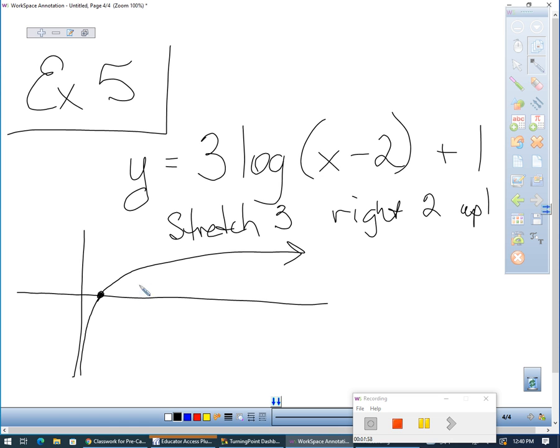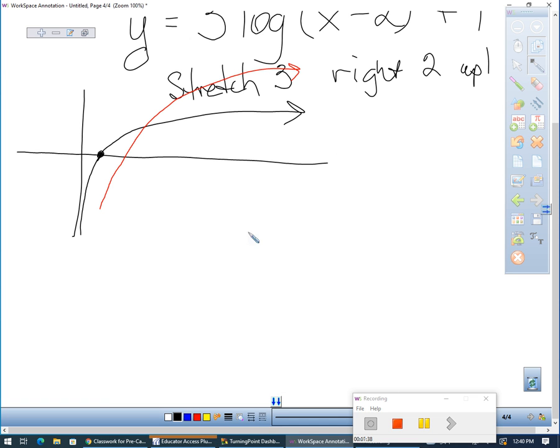Okay, so if I were to take this, I'm going to stretch it, which means this is going to go up higher. I'm going to move to the right 2 and up 1. So if I were to throw it in my graphing calculator, it's going to look like it's gone over here and stretched up higher, right? Okay, so let's do one more, describe it, and we'll see if it matches what's in our calculator.